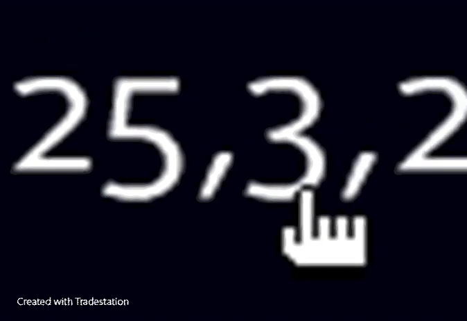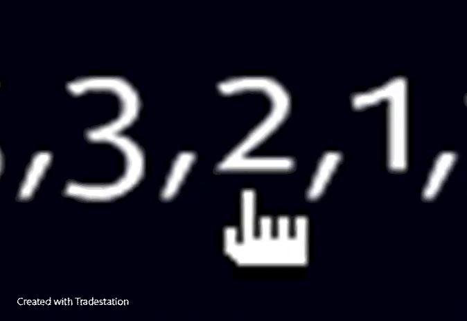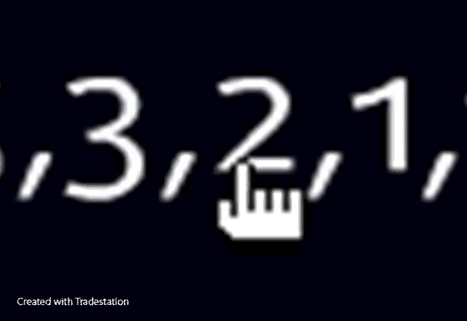The next number is the left strength, in this case 3, and that determines how many bars to the left of the pivot have to be less than or greater than it for it to qualify as a pivot. And the next number is the right strength, and in this case it's saying that for the case of a high, 2 bars have got to be less than the high for it to constitute a high pivot.